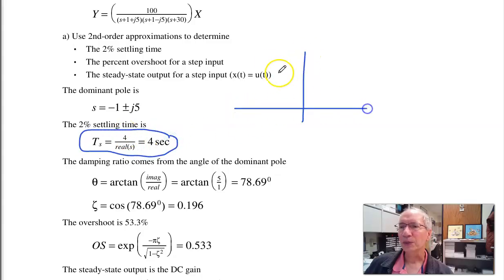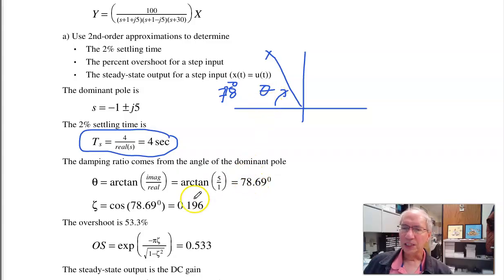The angle of the pole, here's the pole at minus 1 plus j5. Here's the angle. That's arctangent of the imaginary part over the real part, 5 over 1, well, minus the real part, is 78 degrees. Again, the angle for damping ratio is measured from the minus x-axis. Cosine of the angle is 0.19, so that's the damping ratio, 0.19.